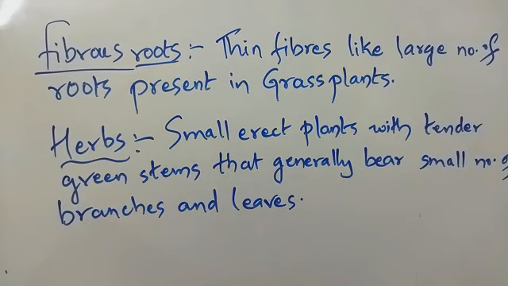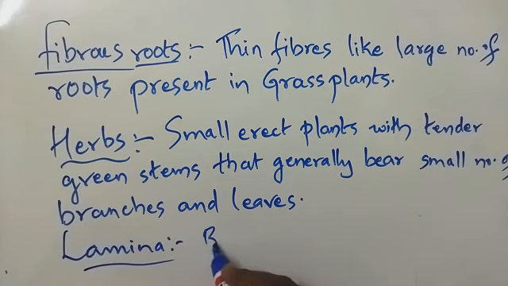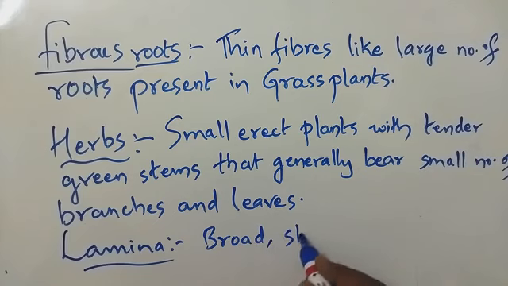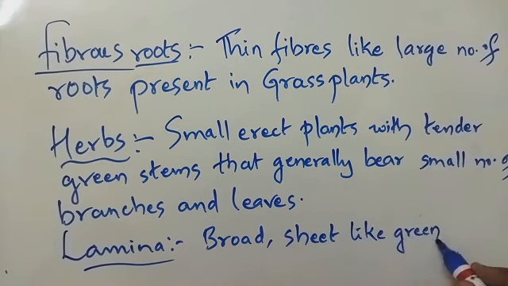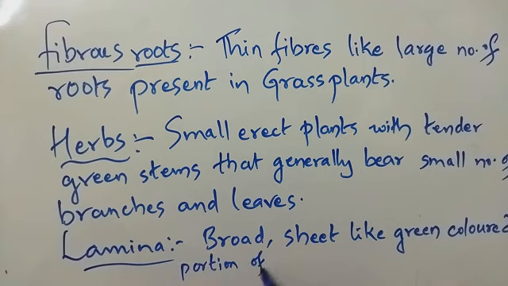Here are the herbs. Next, lamina. What is lamina? The broad green colored sheet-like portion of the leaf attached to the petiole. It is the broad, sheet-like, green colored portion of the leaf. This is lamina.